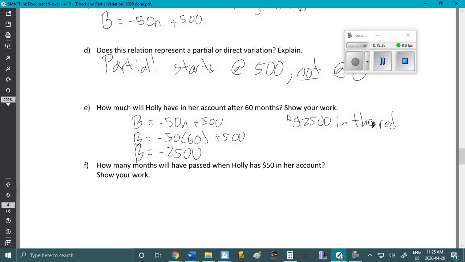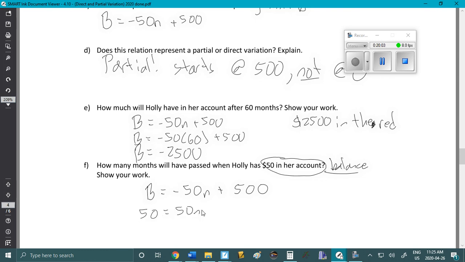All right, the last one. How many months will have passed when Holly has $50 in her account? This is the hardest part about today, and it's something that we'll start doing more. But really, this is a question from a couple of units ago in our equations unit. So 50 in her account, that's the balance. So we're going to replace the balance with 50. So 50 equals negative 50n plus 500. Okay, and we're going to solve for n because they're saying how many months. So what's n? What's the number of months?